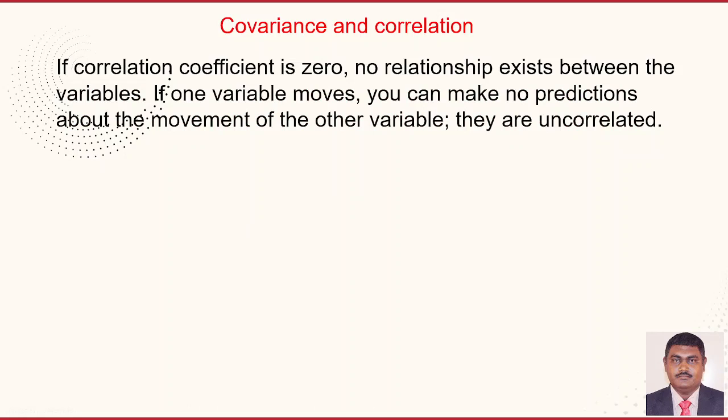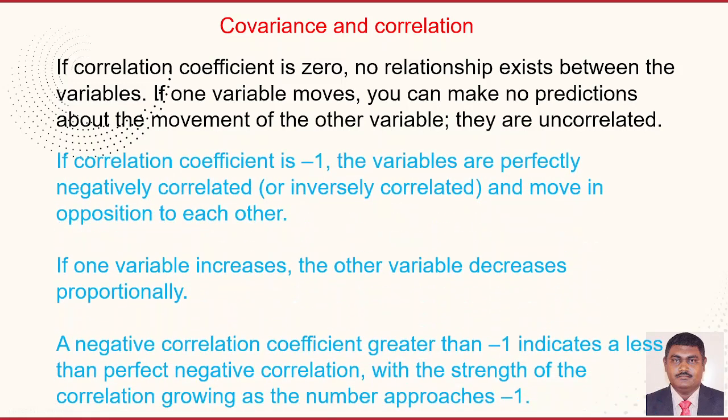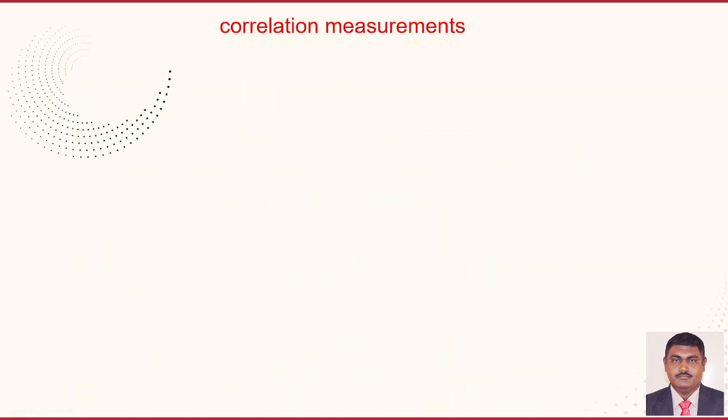Now if the correlation coefficient is 0, no relationship exists between the variables. If one variable moves, you can make no predictions about the movement of the other variable. They are uncorrelated. If the correlation coefficient is minus 1, the variables are perfectly negatively correlated and move in opposite directions to each other. If one variable increases, the other variable decreases proportionately. A negative correlation coefficient greater than minus 1 indicates a less than perfect negative correlation, with the strength of the correlation growing as the number approaches minus 1.